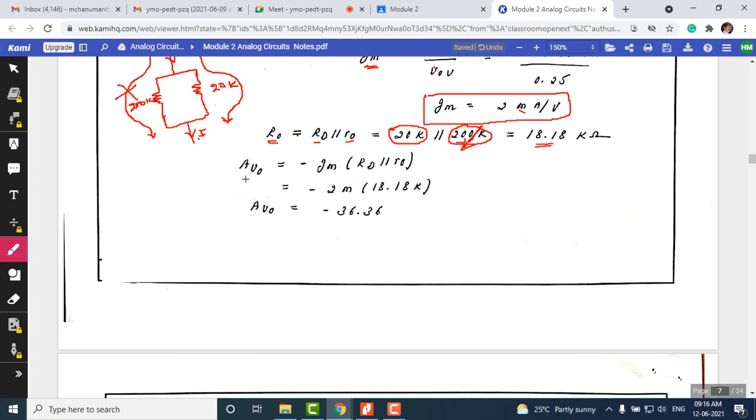Now AV naught. The formula for AV naught, the open circuit voltage gain, is minus GM times RD in parallel with r naught. Again, once we ignore r naught, or else we already know this value, which is 18.18 k, you can substitute it here, and GM is 2 milliampere per volt. So we can find the value of AV naught. The open circuit voltage gain is minus 36.36. Since it's a voltage gain, there is no unit.